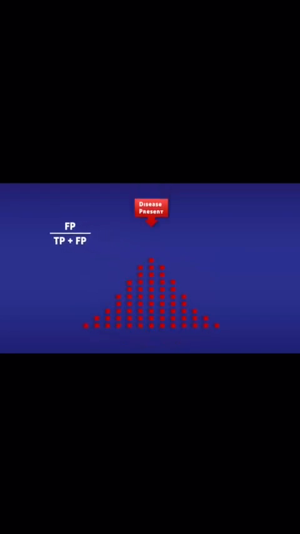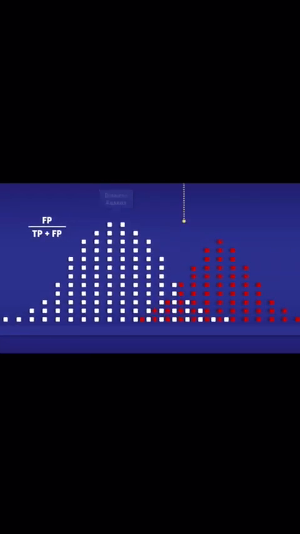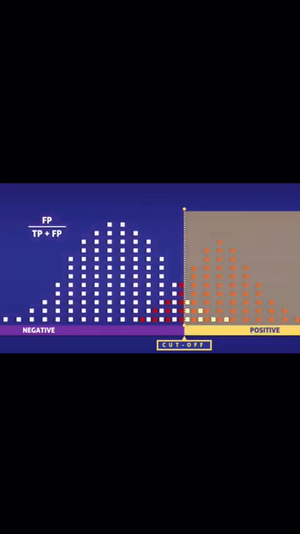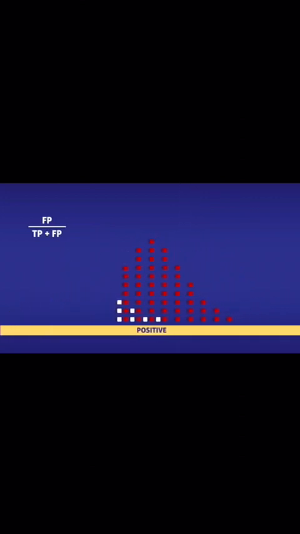To help us understand this equation, we're going to imagine that a group of people are being tested for a disease. This yellow line represents a cutoff level for a test. To the left of the line, the test returns negative, and to the right, it returns positive. Since the false discovery rate only takes into consideration people who test positive, we are going to focus on the squares to the right of the yellow line.